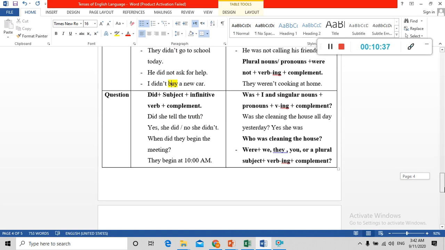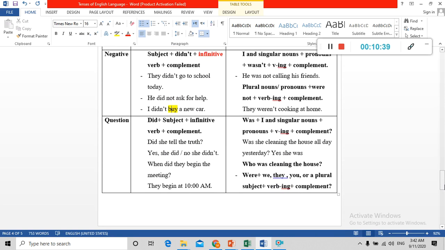Last but not least, how we make questions from these two tenses. Of course, in the past simple, we use did in the beginning of the sentence or after the question word. Did, then the subject. And of course, when you use did, you have to write the verb in the infinitive. This is an error a lot of students commit. Look, did she tell the truth? Verb 1. Yes, she did. Or no, she didn't.